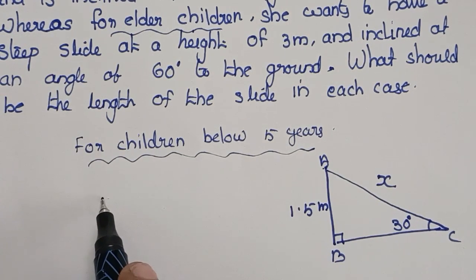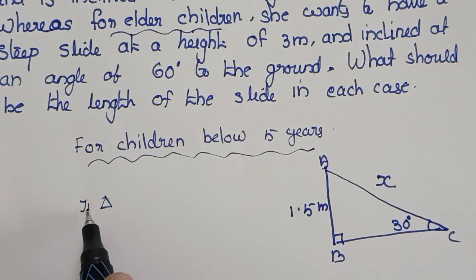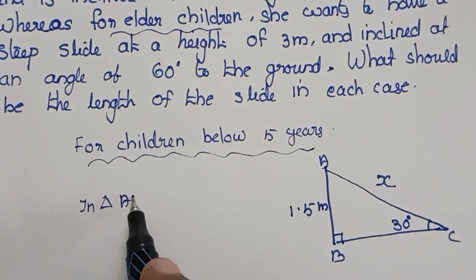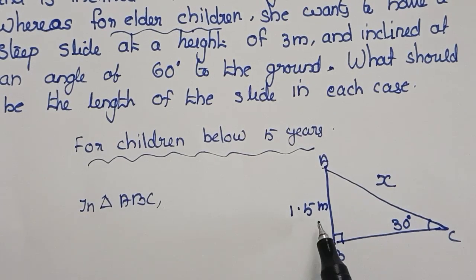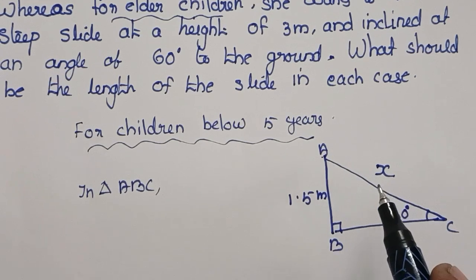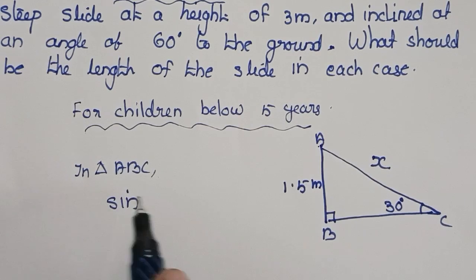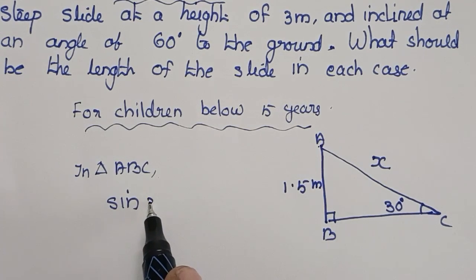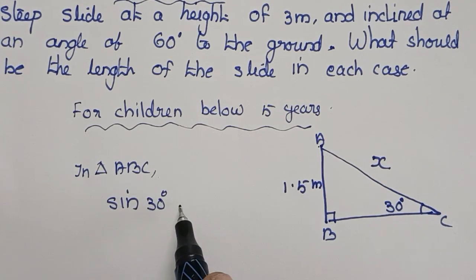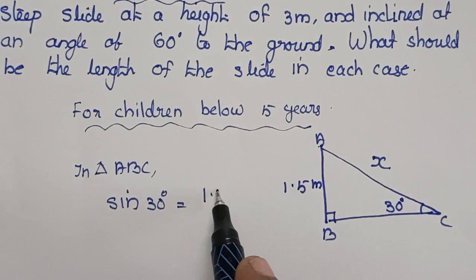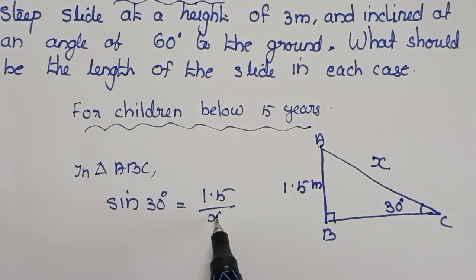So in triangle ABC, we have to connect the opposite side and hypotenuse. Since we have to connect opposite and hypotenuse, take sine. Here the angle of inclination is given as 30 degree. So sine 30 degree equals opposite side 1.5 by hypotenuse x.